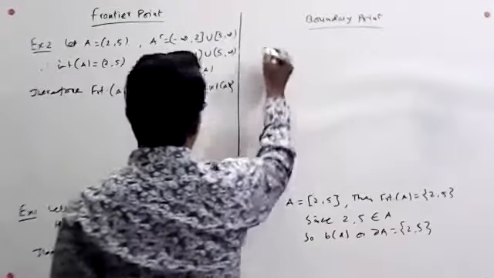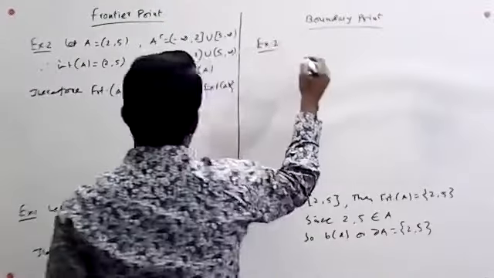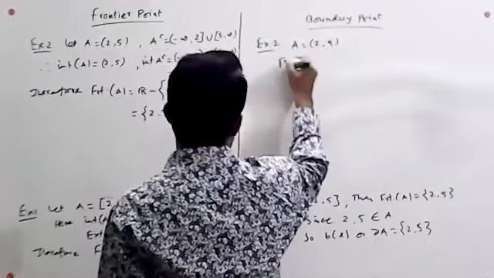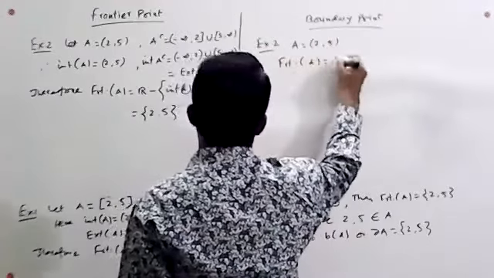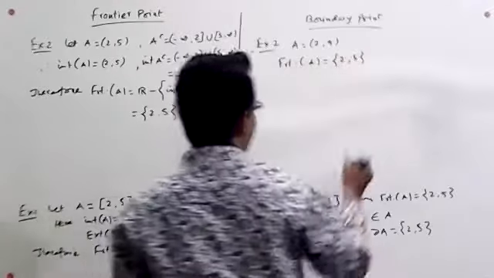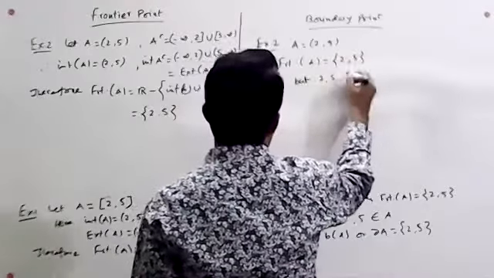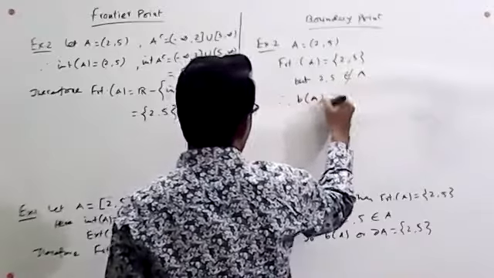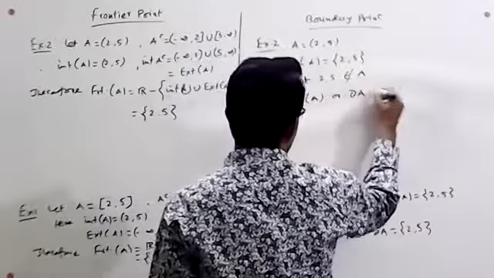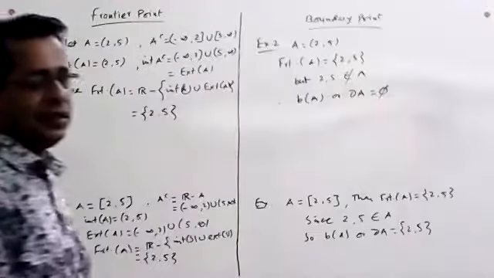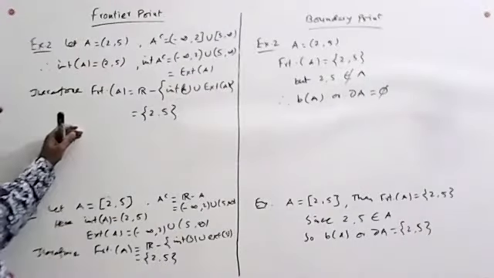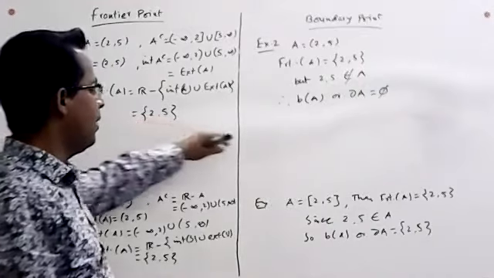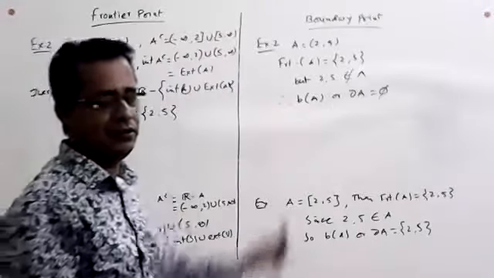So for boundary point, this example will be discussed here. A equals the open interval 2 to 5. So here frontier of A equals 2 and 5, 2 elements. But 2 and 5 do not belong to A. So boundary of A or delta A here is an empty set. This is the difference between frontier point and boundary point. The set of frontier points is here 2 and 5, 2 elements, but the set of boundary points is a null set or an empty set.